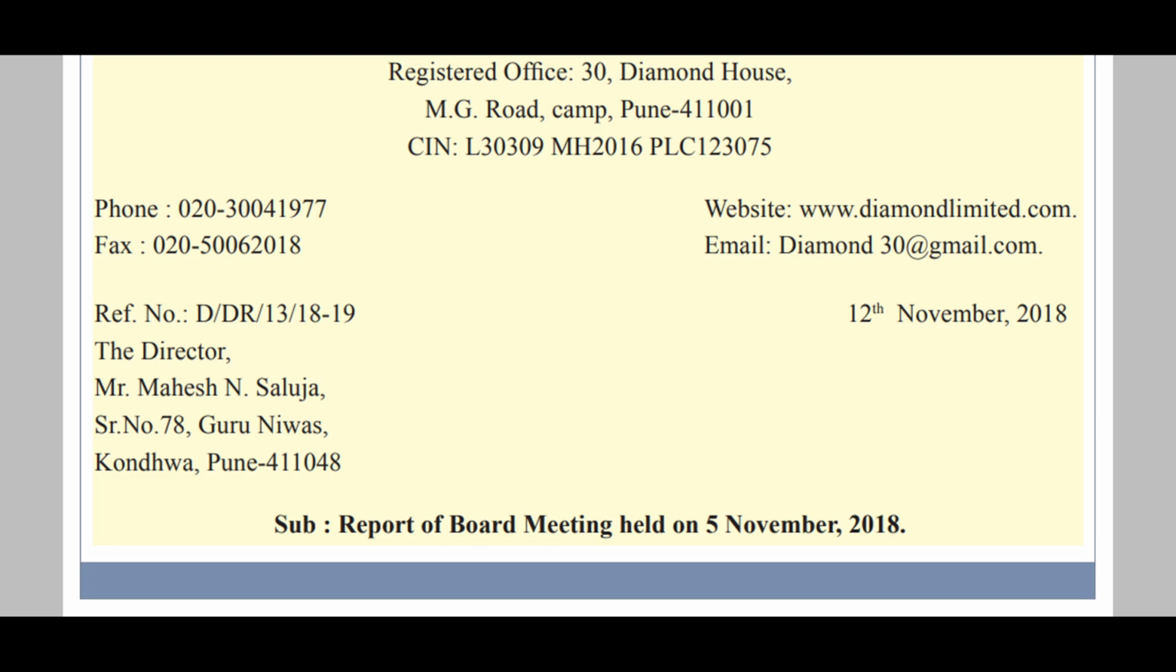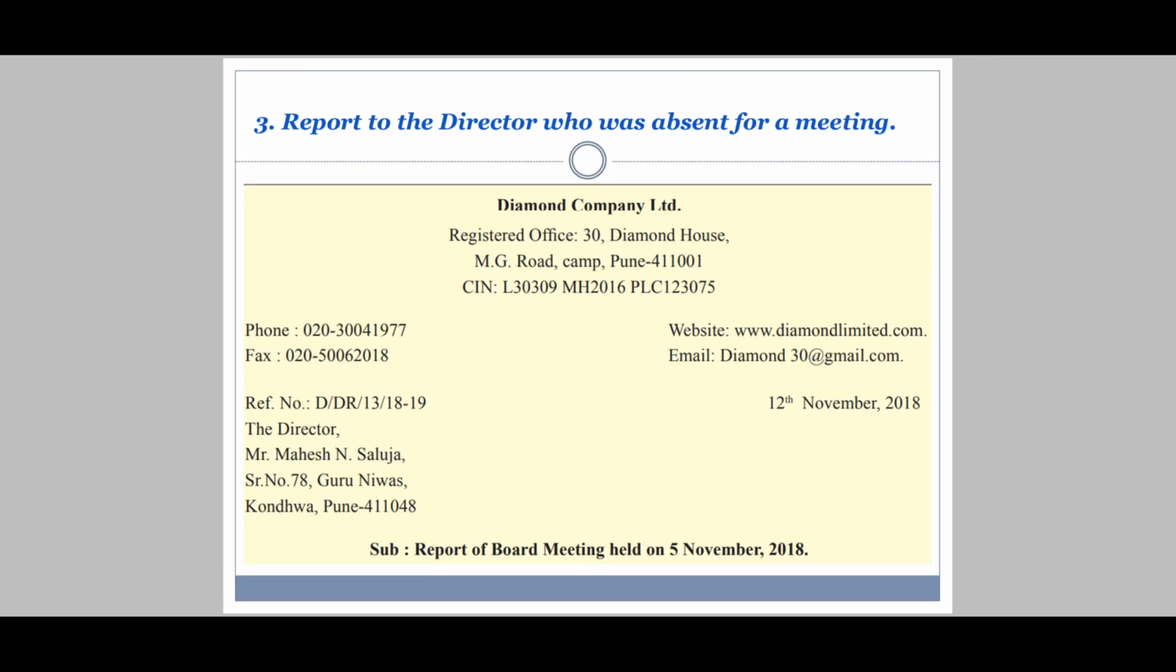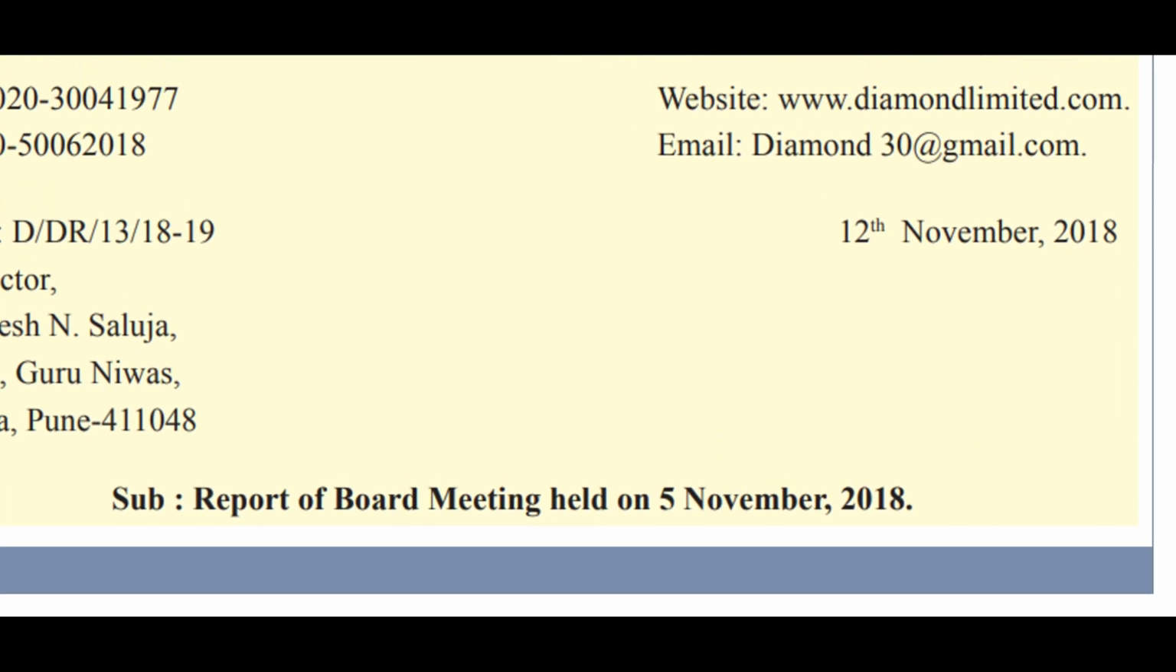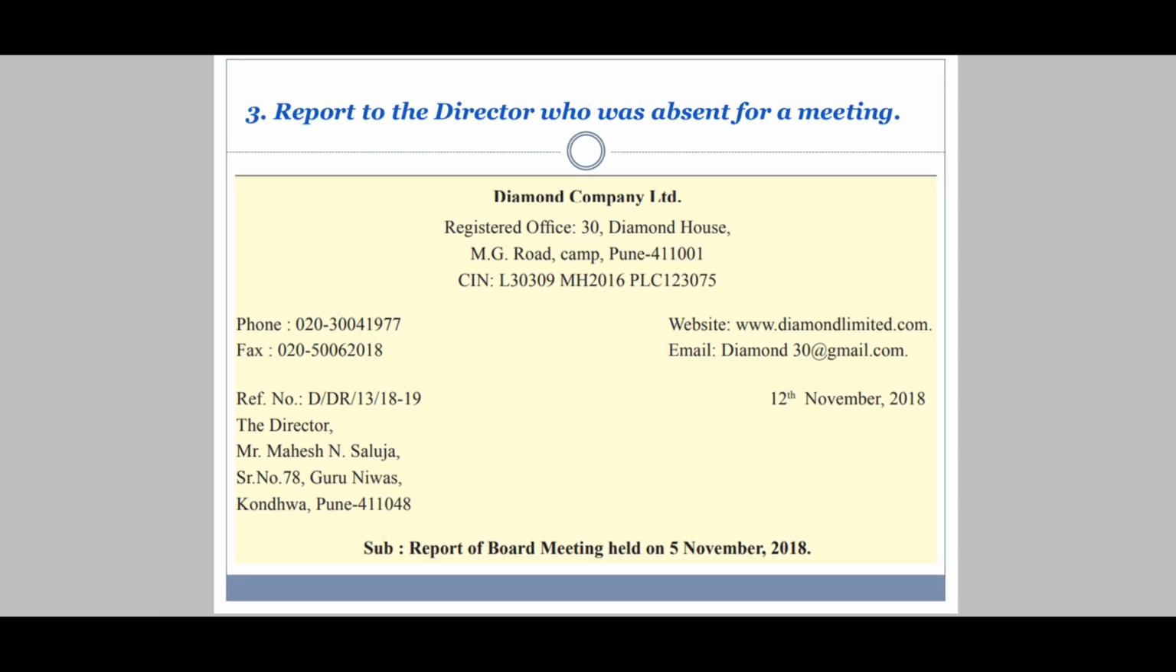Now see the difference between the two. When we were doing the letter for notice, the letter date was first and the meeting date was second. Now here in this letter, the meeting has already been conducted, okay, and then the secretary is writing a letter. So now see, report of board meeting, what would be the subject? Report of board meeting held on 5th November. Meeting held on 5th November and on 12th November the secretary is writing the letter.